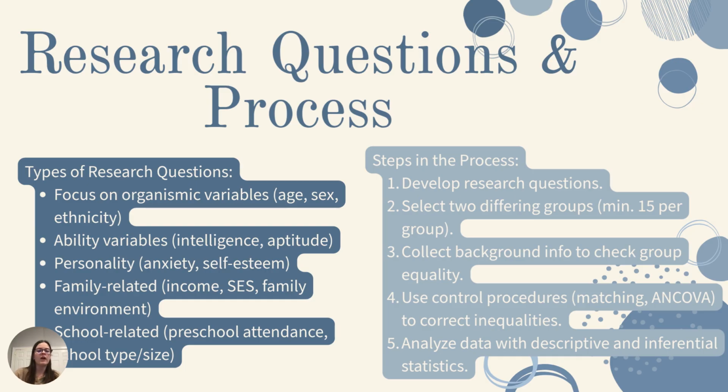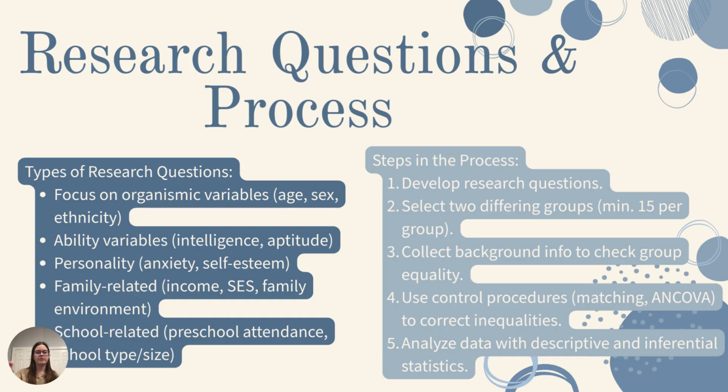So, common types of questions. So, research questions typically fall into these categories, like organismic, which is age, gender, and ethnicity; ability, which would be reading level and IQ; personality, which would be motivation or anxiety; family, this could be parental involvement or socioeconomic status; and then school. So this would be class size, school type, and something like access to preschool. So these are really big influences, and causal comparative research helps us understand them a lot better.